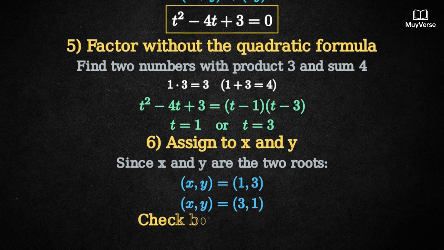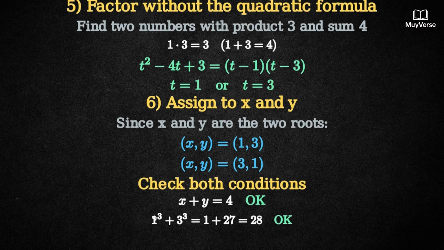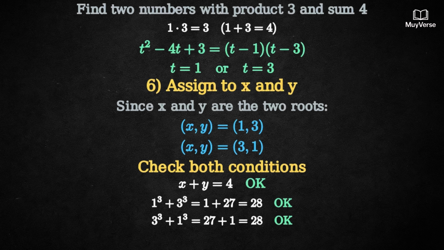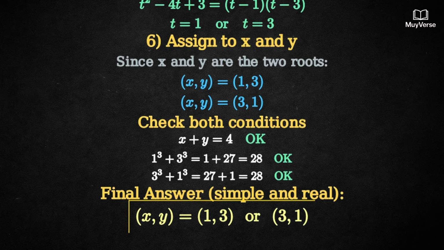1). We can quickly check both conditions. Each pair adds to 4, and the cubes sum to 28. Both checks succeed. Final simple and real solutions. The ordered pairs are (1, 3) or (3, 1).